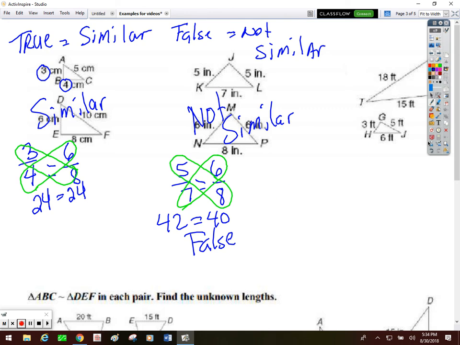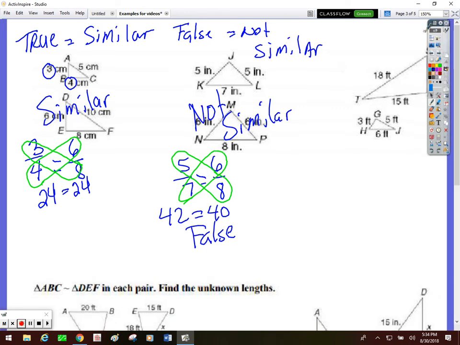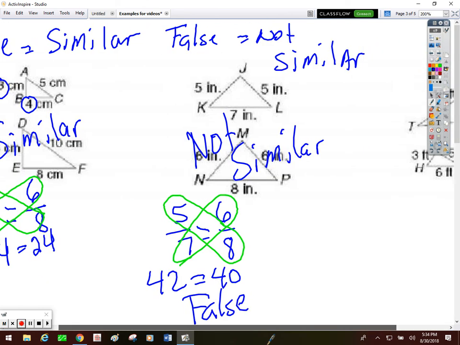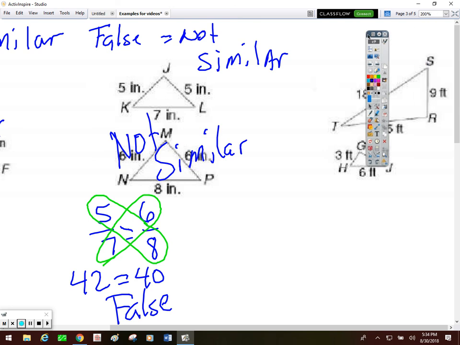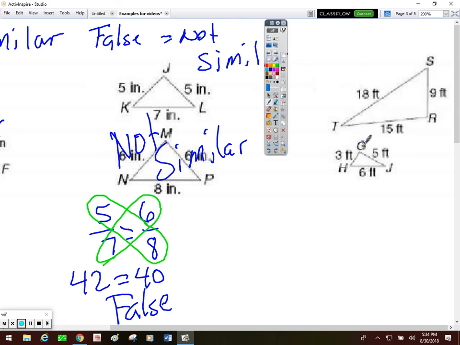All right, so let's load this up a little bigger where I can move it around. Now maybe you can see it a little bigger. Let's go 200. Now this one is a little bit different. If you look, this triangle here has been manipulated. The bottom one has been turned. A lot of times you'll have a description up here saying TSR is similar to HGJ. Right now I don't have that, so we have to look at it. Let's set this back up the way it goes.